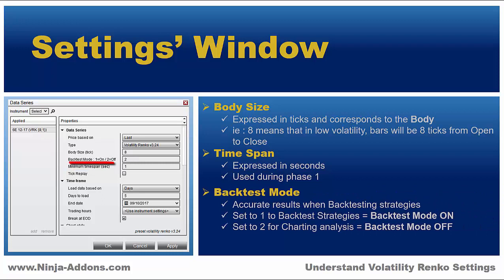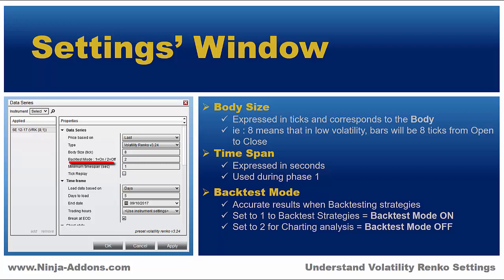Next is the backtest mode. This is something I'll explain in more detail in another video, but as a short explanation, I can say that this is based on the Volatility Renko bar algorithm. It means that the open of the bar is modified to give you a smoother chart in order to reduce the noise of the market. But this modification has a side effect, which is that you can't backtest your strategies because the open price is modified to your advantage.